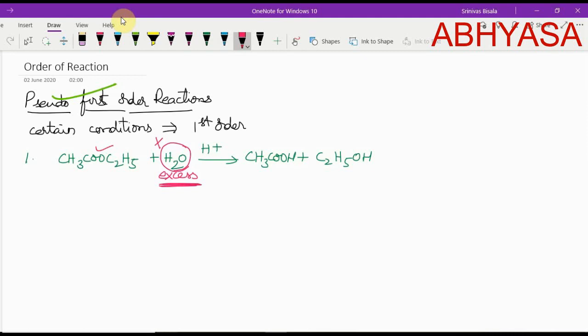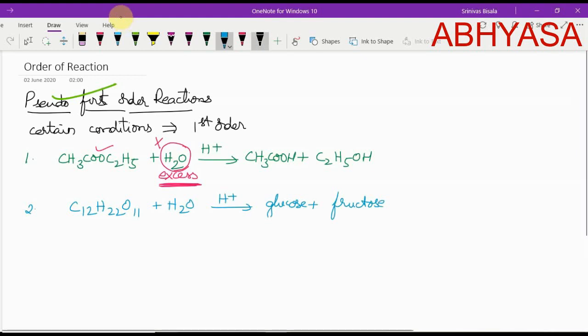Let's take another example. When we take sucrose, C12H22O11, on hydrolysis, again in presence of dilute mineral acid, we get glucose as well as fructose. So in this case also, as water is taken in large excess, the rate of reaction does not depend upon the concentration of water, it depends only on the concentration of sucrose here.